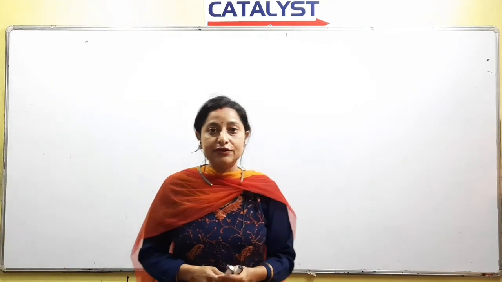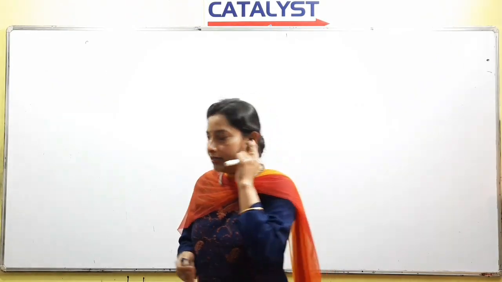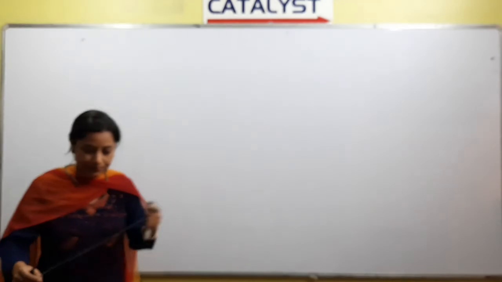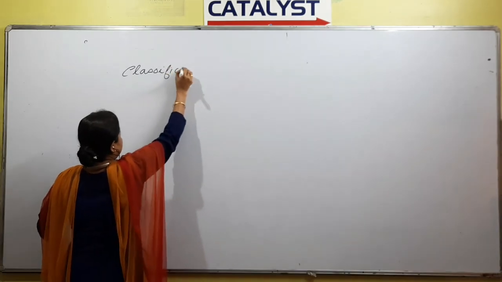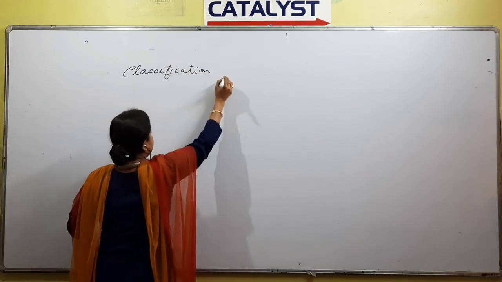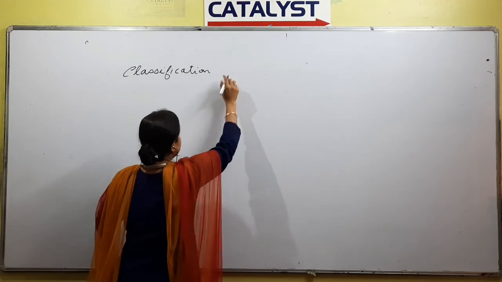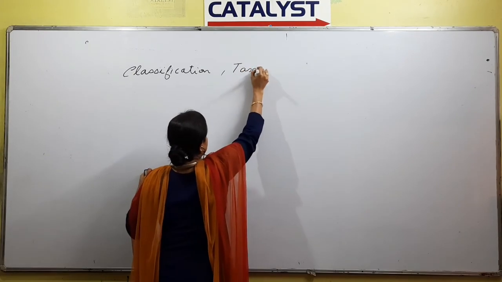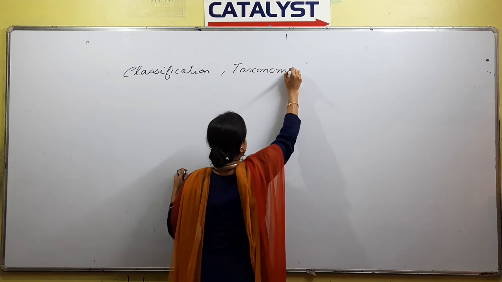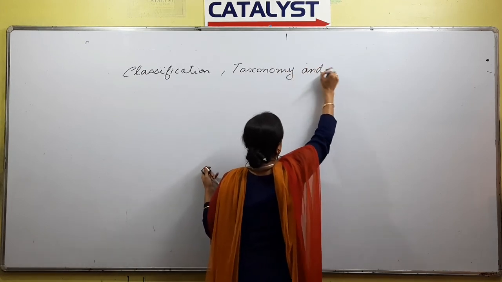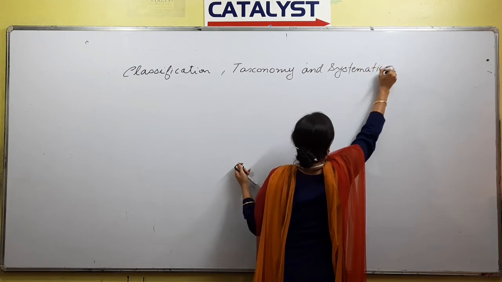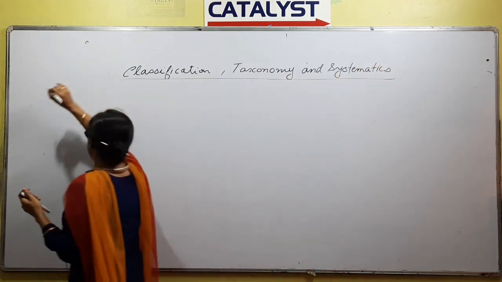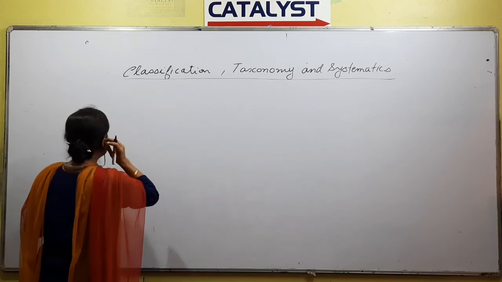Now we will be talking about classification, right? To be precise, three words: we are going to talk about classification, taxonomy and systematics, right? Okay.